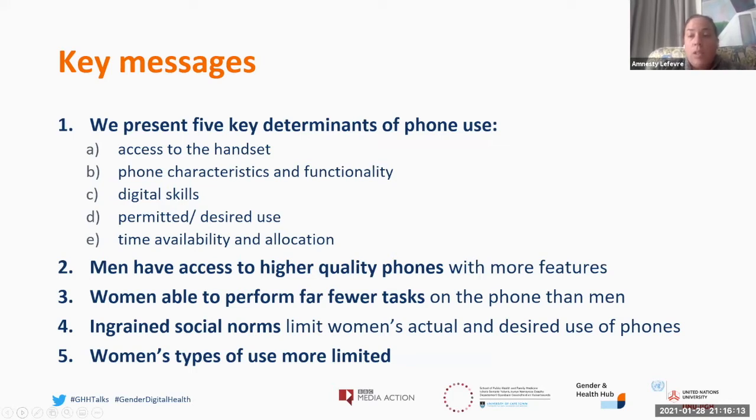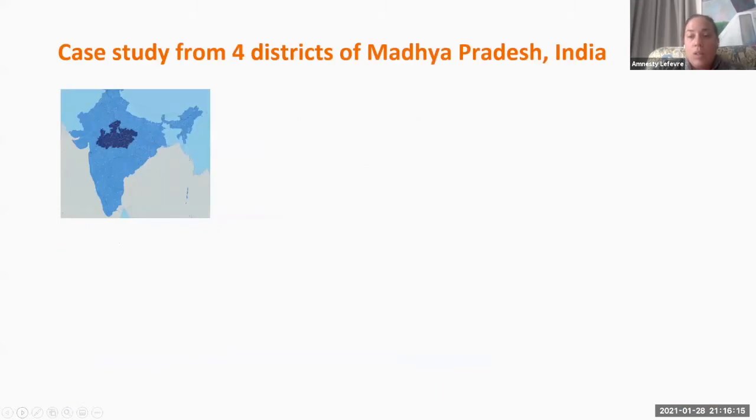In reflecting on these points, we hope to catalyze discourse on the importance of understanding determinants of women's access to and use of phones and the implications for health systems and future digital health programs.